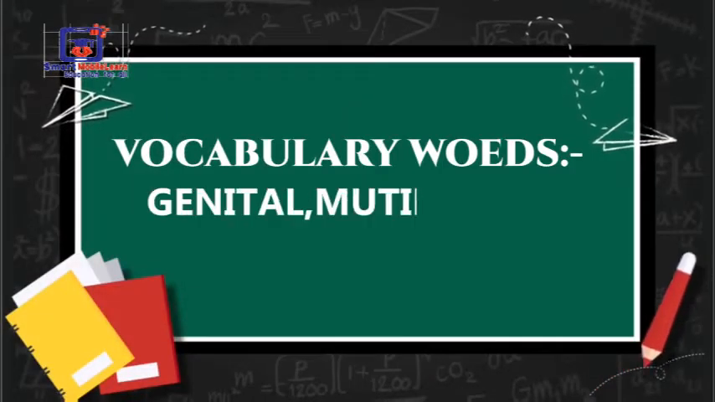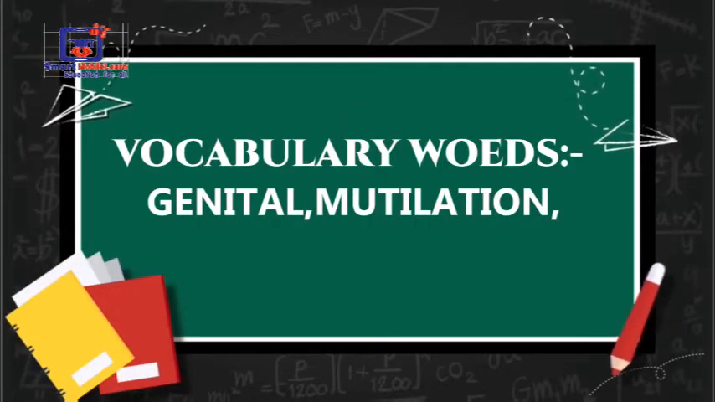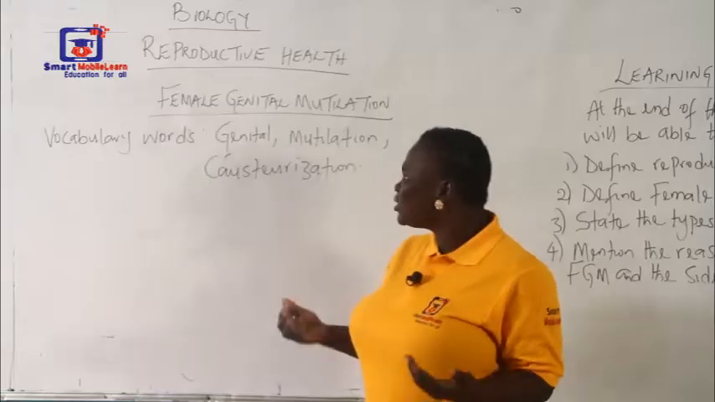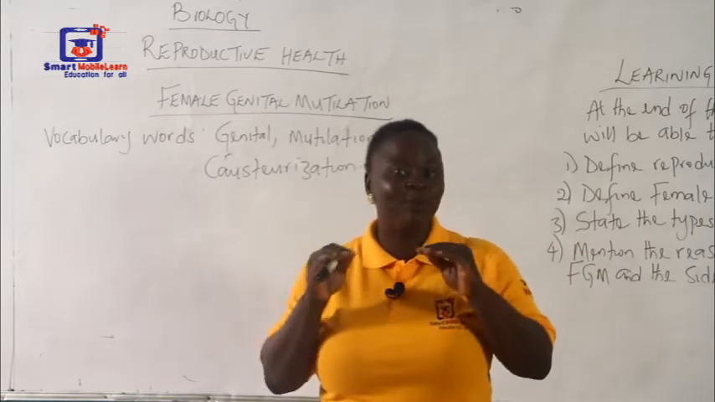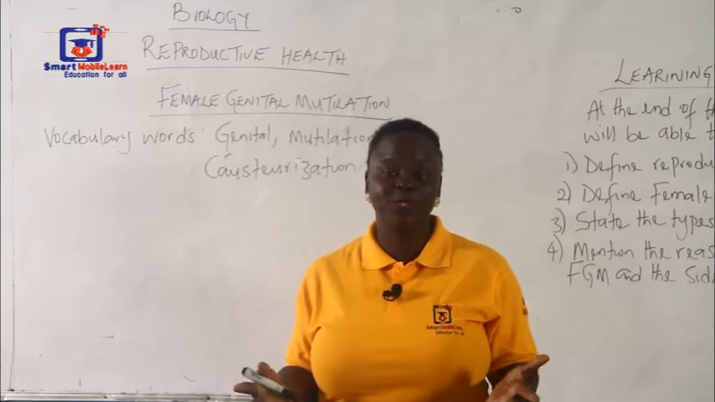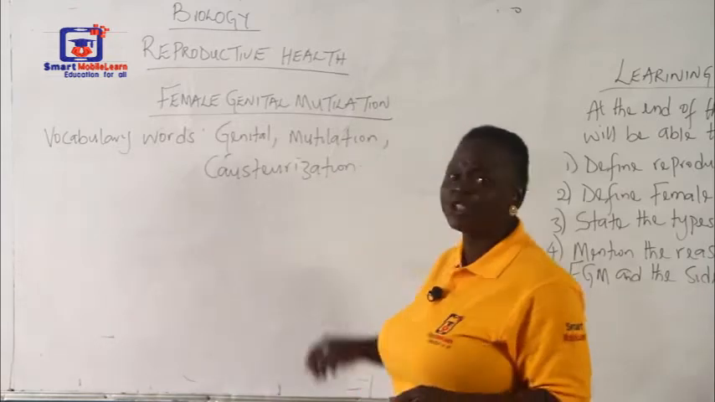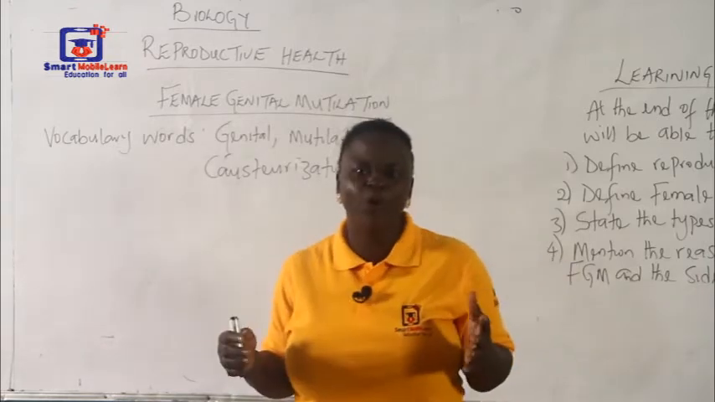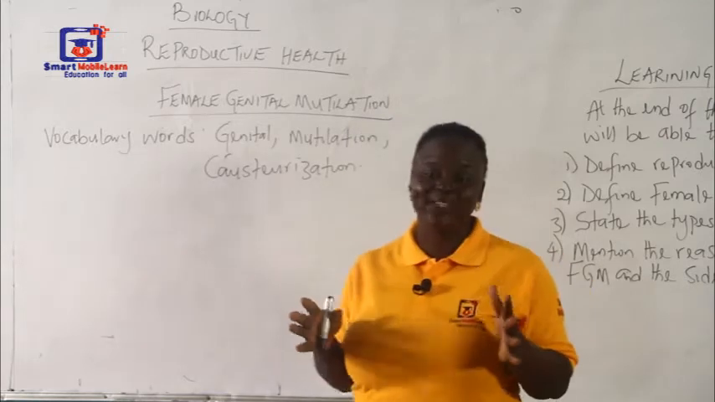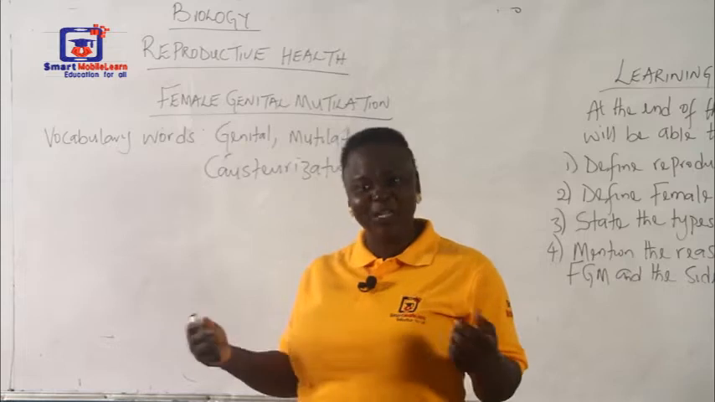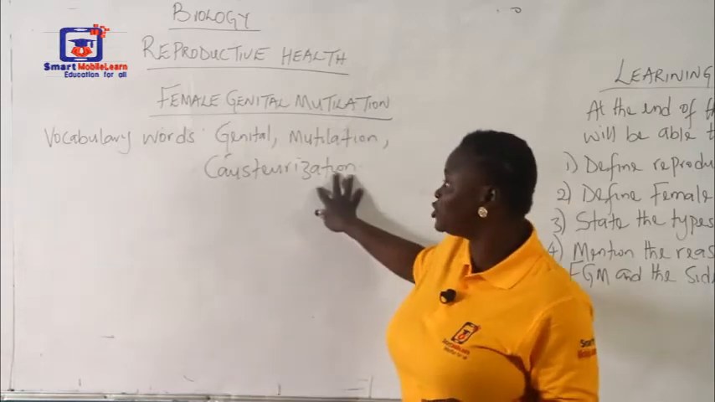All right, let's look at our key vocabulary words. We're going to be looking at genital, mutilation, and cauterization. What is genital? That is the female reproductive organ, everything that makes up the female reproductive organ. Mutilation means to disfigure, it means to damage. And cauterization has to do with an act of burning something. As we go on in the teaching, you get to learn all of these words very well.